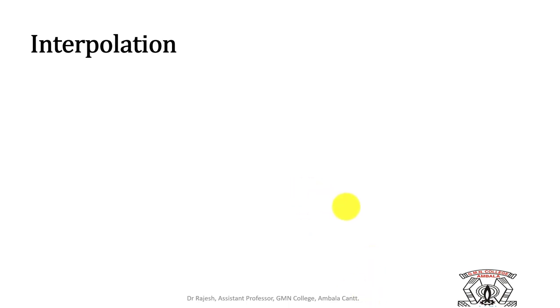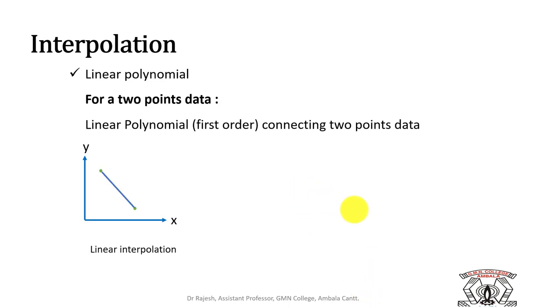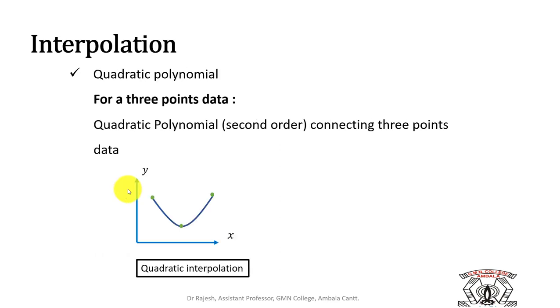So, linear polynomial: if we are given 2-point data, then the polynomial used to approximate the function is nothing but a linear polynomial. And if we are given 3-point data, like here we are given 1, 2 and 3, then the approximating curve to interpolate the function is none other than the quadratic polynomial.